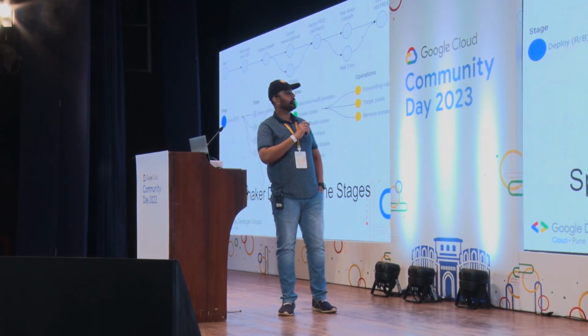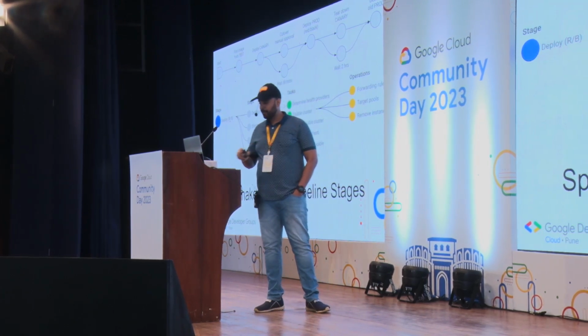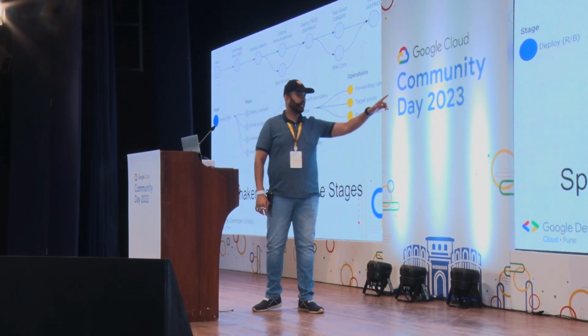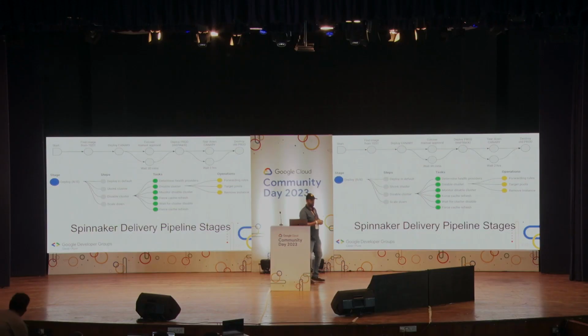Now, this is just a glimpse of what exactly the pipeline is, but I will explain the second diagram, which is very important. I spoke about stages. In stages, you can define multiple steps, and under these multiple steps, there can be multiple tasks. For example, over here we are doing a blue-green deployment, and I have created a pipeline for blue-green deployment.